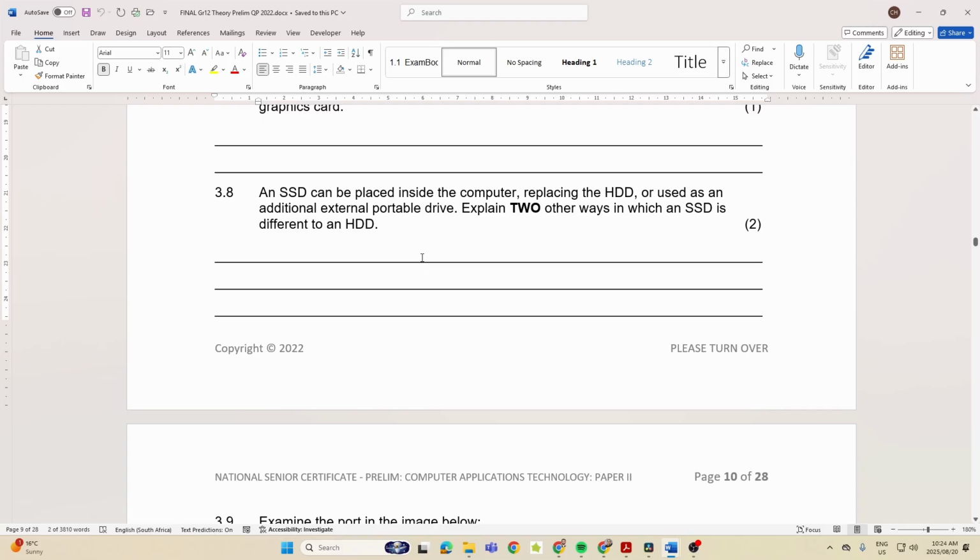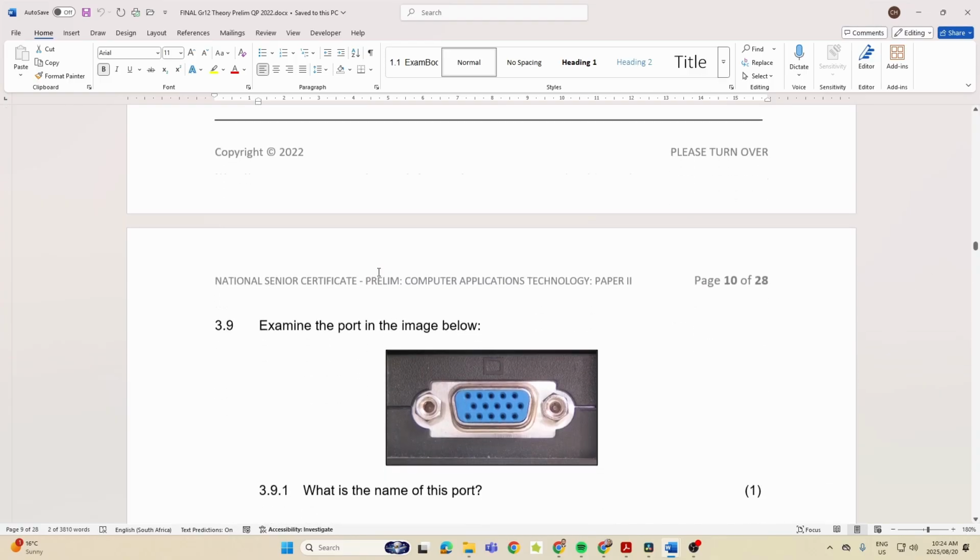They run silently and have quicker access time and lower latency, right? You can use any of those. Don't just say it's faster. It's not going to be accepted. SSDs are also more expensive, but you can't just leave it there. It's going to be more expensive per unit of storage than your traditional hard drives. Okay. Right. Let's move on.